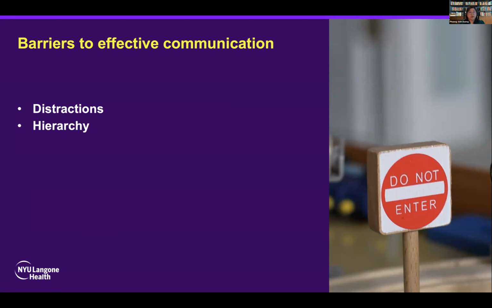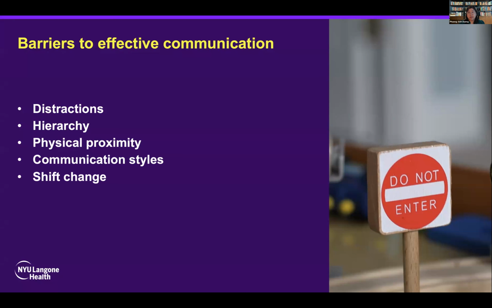I already talked about hierarchy being a barrier to communication. Then there's physical proximity. We know that 70% of what we communicate is in our body language, and we don't have that when we communicate through the phone or through a text message. There are different communication styles. Some people are very short, and other people may take a little while to get to the point. So there are different ways that people communicate, and that can be a barrier. Shift changes are a barrier. You may think that you're communicating with the same person, when in fact there's been a shift change and now you're talking to somebody new and they don't know what you're talking about.